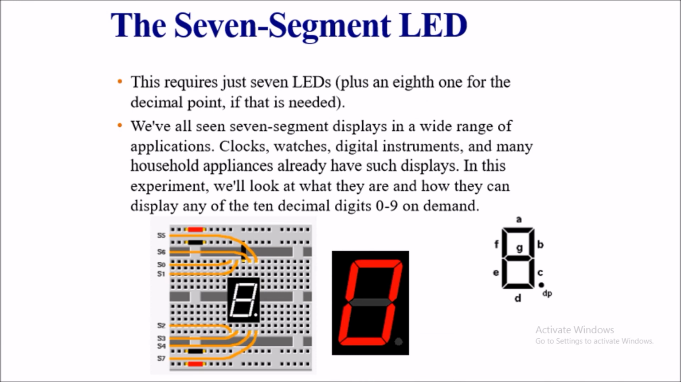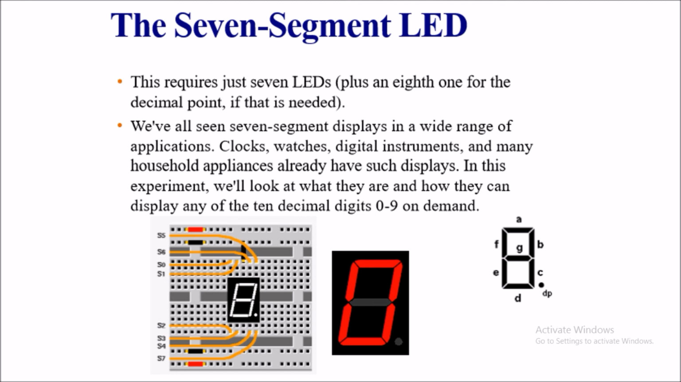After temperature measuring, the last application is the 7-segment LED, which requires just 7 LEDs plus 1 for the decimal point if needed. We have all seen 7 segment displays in a wide range of applications: clocks, watches, digital instruments, and many household applications already have such displays. In this application, we will look at how they work and how they can display any of the 10 decimal digits from 0 to 9 on demand.